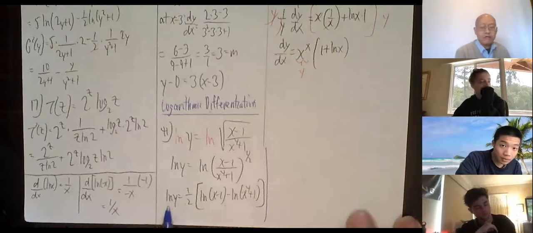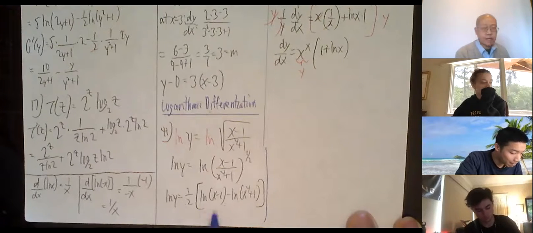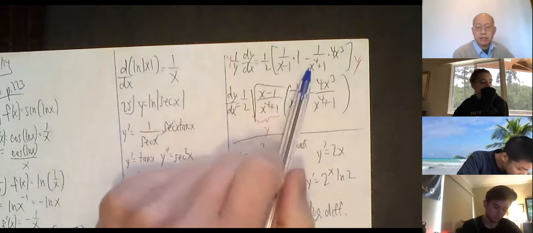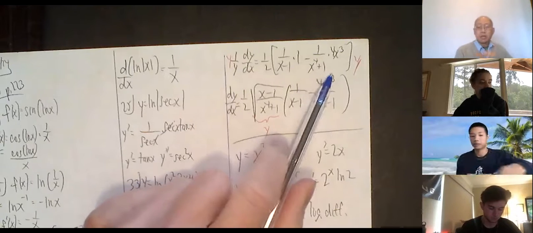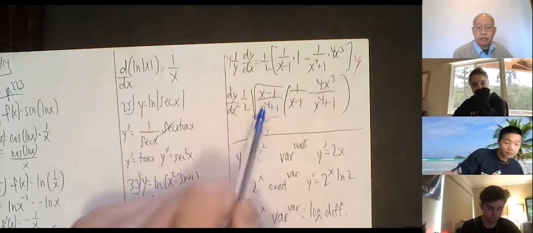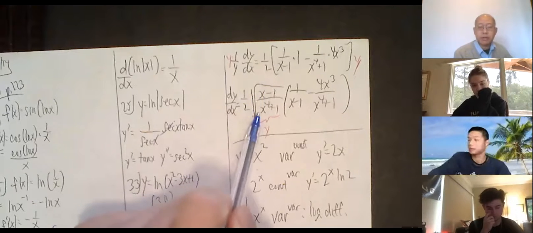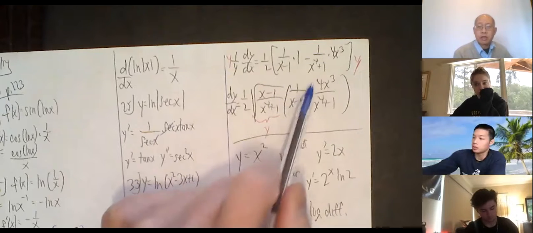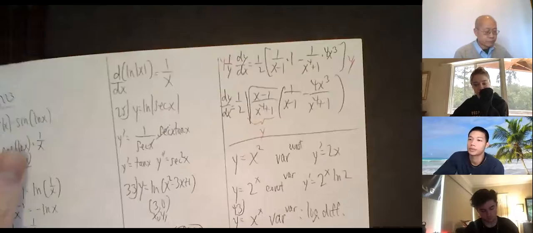Okay, now the left side is always going to be 1 over y dy dx. Never changes. And then differentiate the right side. 1 over y dy dx is 1/2 blah, blah, blah. I showed that to you yesterday. And then the last step is to multiply both sides by y. Okay, but you don't leave it as y. You write what it originally was. So there's the 1/2. Here's y. Y was the square root of x minus 1 over x to the 4th plus 1. And then you have this extra factor of 1 over x minus 1 minus 4x cubed over x to the 4th plus 1. Okay.